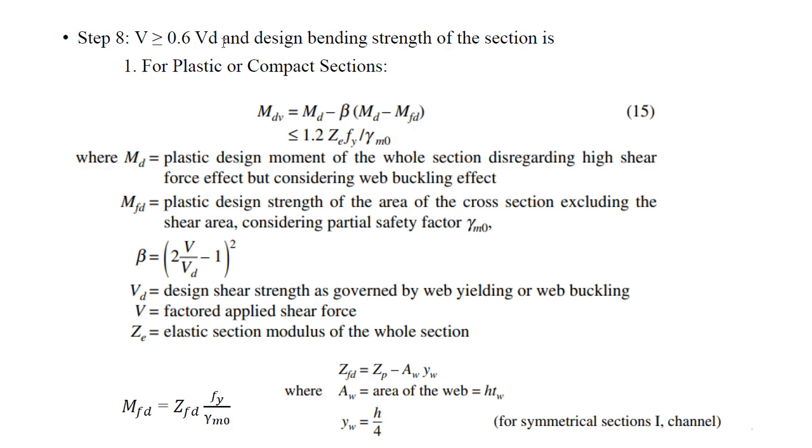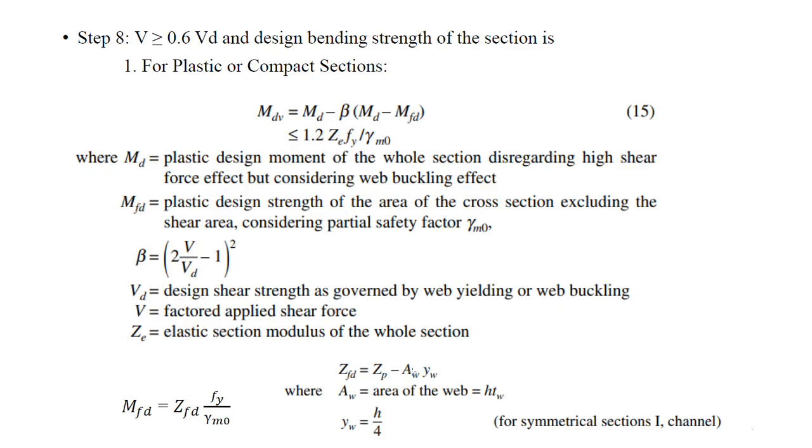Okay, and to design the bending strength of the section, for a plastic or compact section we take this one, and for any other type of section we use this one. MFD is nothing but, here beta B, we take ZFD into Fy by gamma m naught. ZFD will be ZP minus AW into YW, that is, ZP minus the shear area of the section, AW into YW.